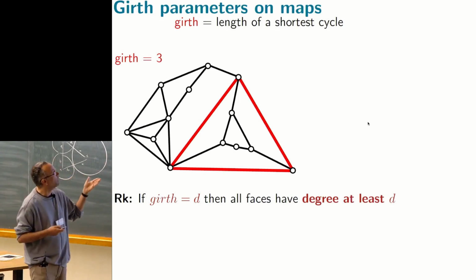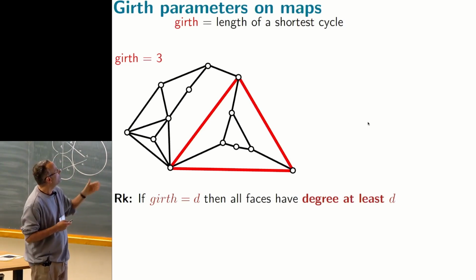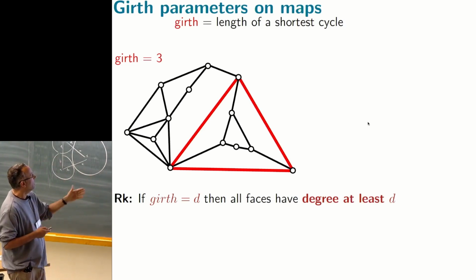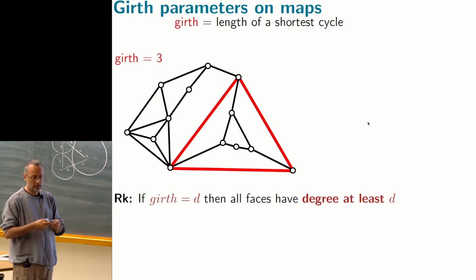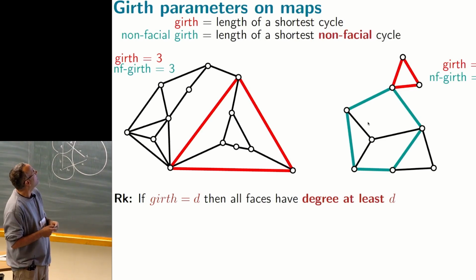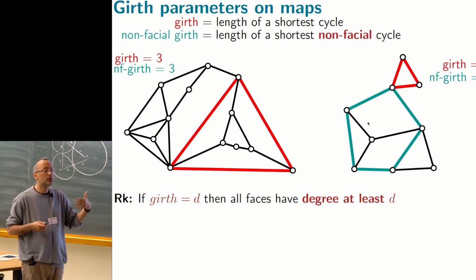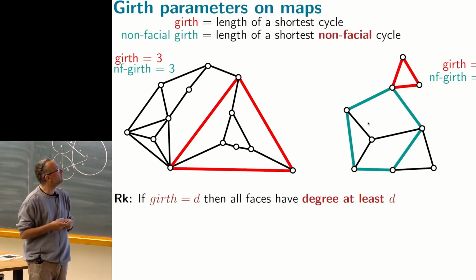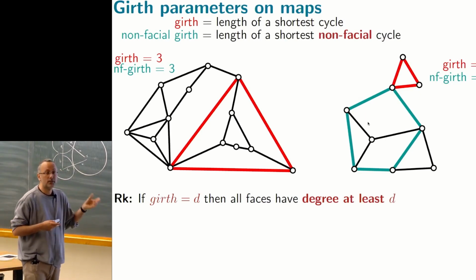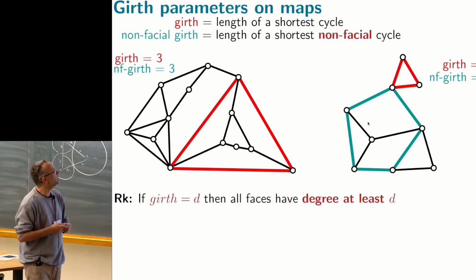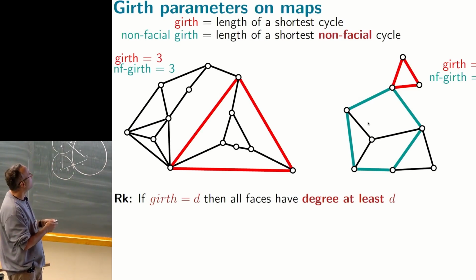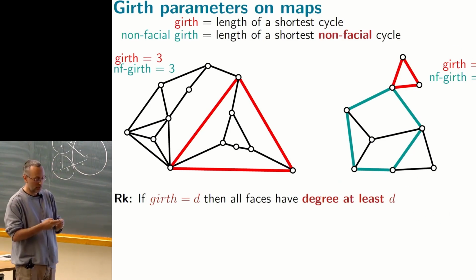The girth is just the length of a shortest cycle, so it can be defined on a graph. A simple remark is that if the girth is d, then all faces have length at least d. There is a second girth parameter, where you really need a planar embedding to define it: the non-facial girth, which is the length of a shortest cycle that is not the boundary of a face. For the first map, the two are the same, but for the second one, the non-facial girth is 5, I think. But you have face contours of degree 3, so here it's a different value.